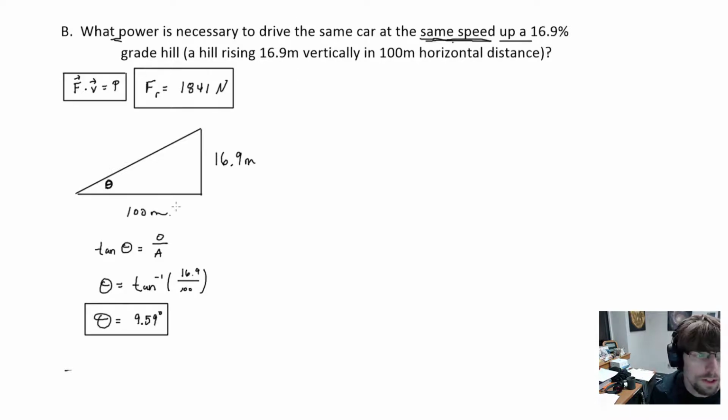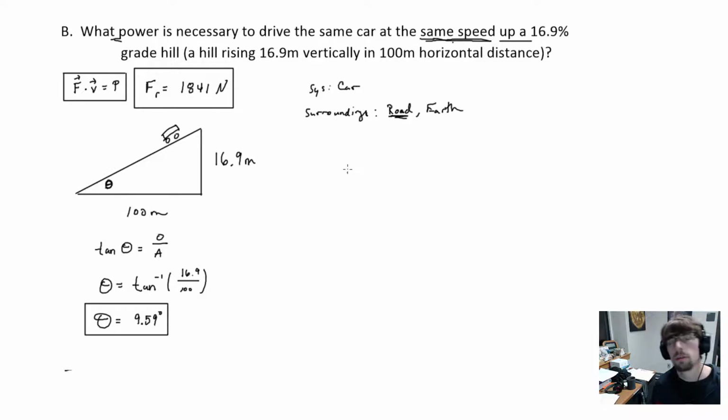Okay? In fact, here, let's go ahead and draw a car on this slope. There you go. Okay. And let's take the system as being the car. We'll take the surroundings as being the road and earth. Okay? Good. So now previously we'd taken care of the effects of the road, and really the issue is we need to worry about the earth.